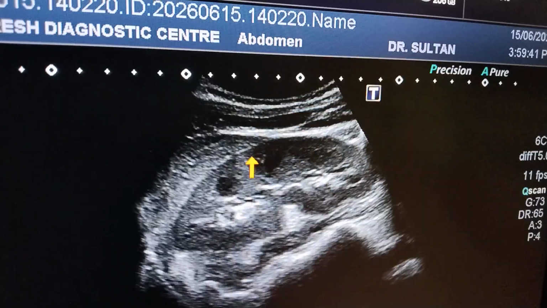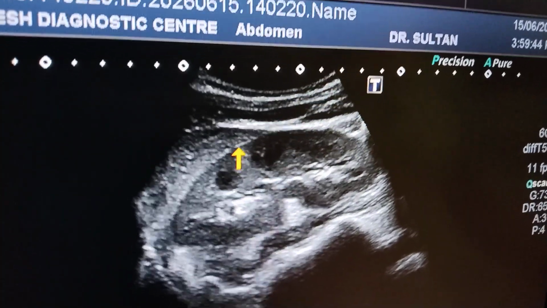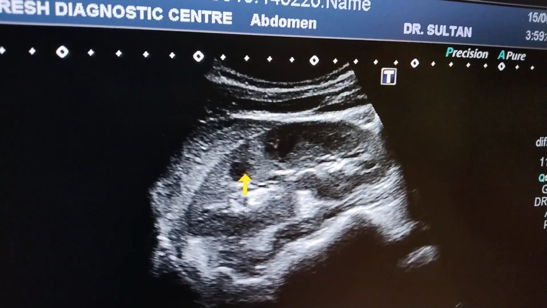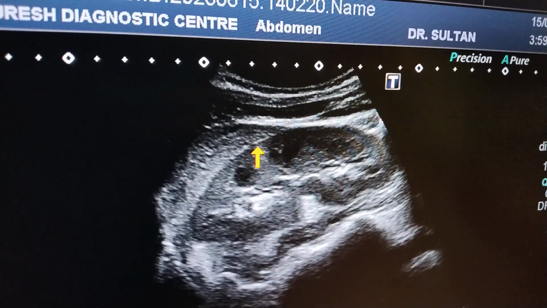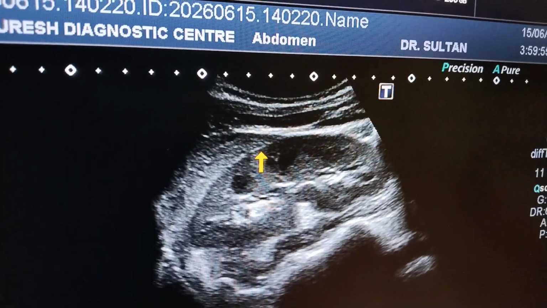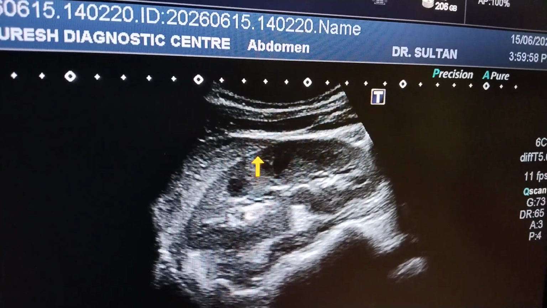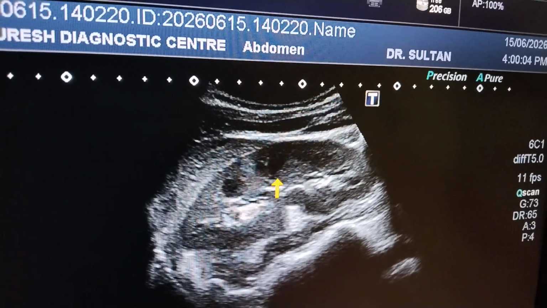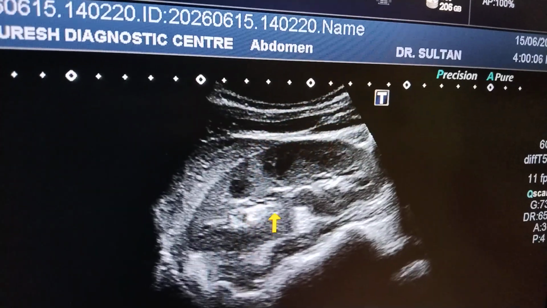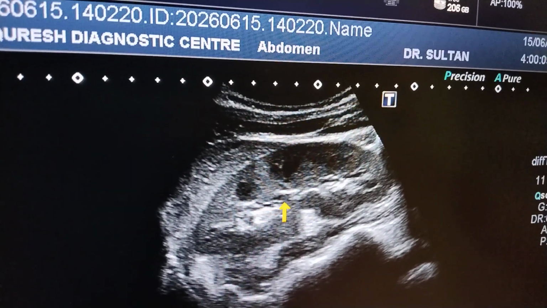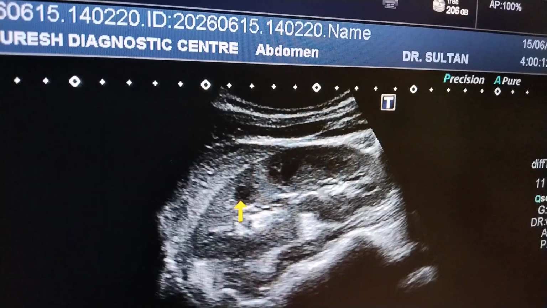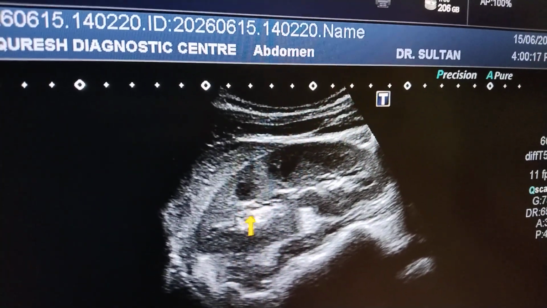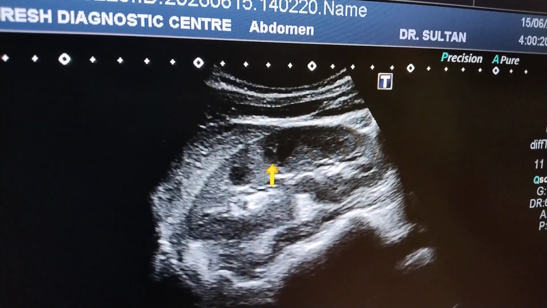So the outer layer is the cortex, which is hypoechoic but less hypoechoic than the pyramid. It is normally less hypoechoic than the liver. And these are pyramids, which are dark. And then the renal sinus, which is brighter than the cortex and pyramid. Why is this renal sinus brighter than the others?